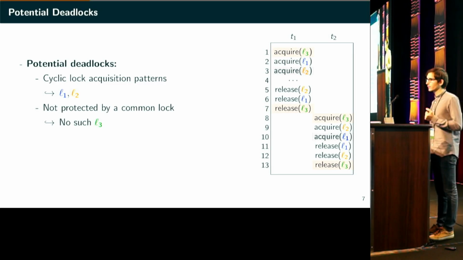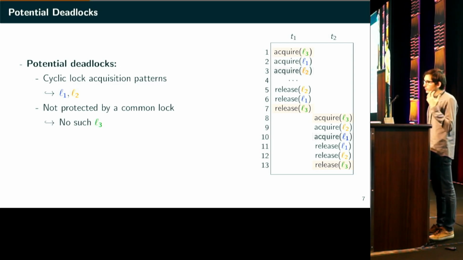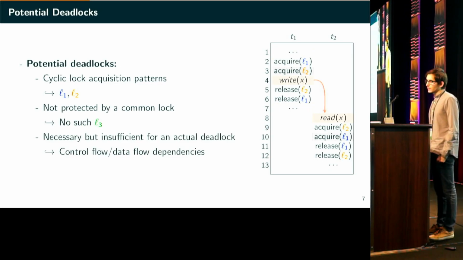So if you look at this figure, there should not be such a lock L3 which protects these lock acquire operations, because this would mean that these two critical sections are atomic. And lastly, potential deadlocks are a necessary but an insufficient condition for an actual deadlock. So there might be certain control flow and data flow dependencies in the program which disable a potential deadlock.